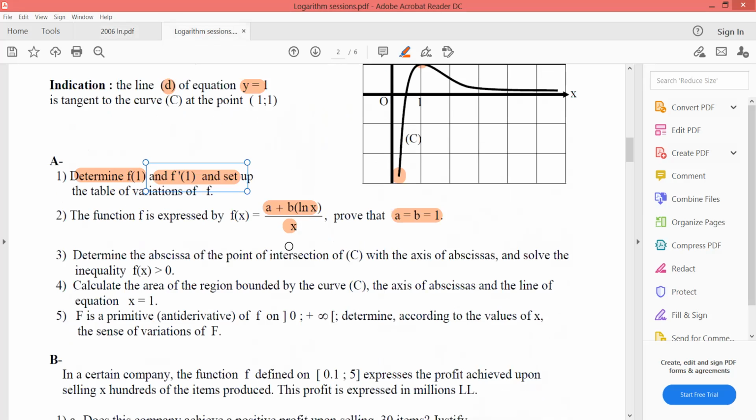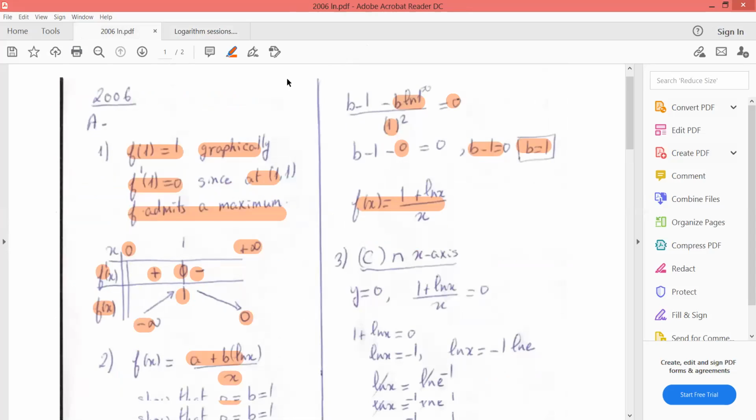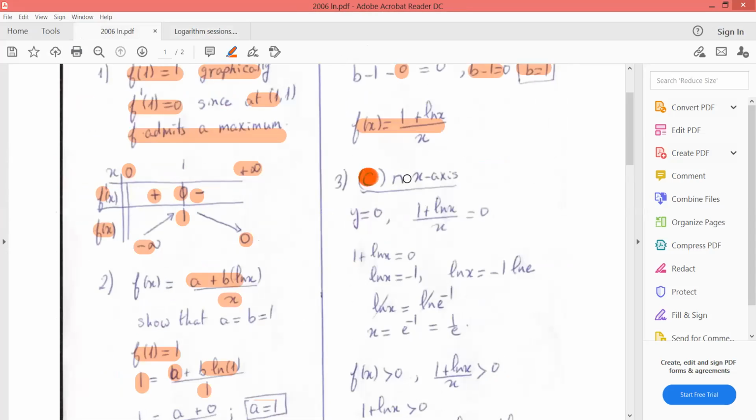Determine the abscissa of the point of intersection of C with the axis of abscissa. How to determine the intersection with the axis of abscissa? y equals 0. Then what do we get if y equals 0? C intersects the x-axis where y equals 0.